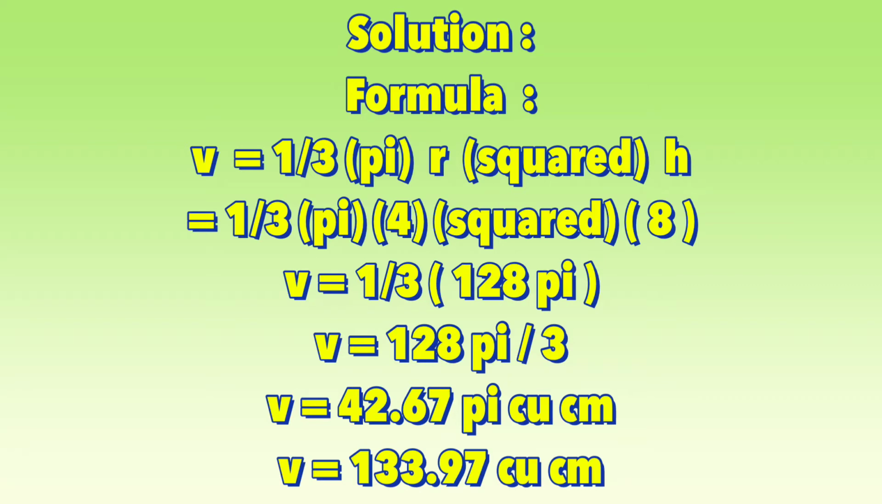cubic centimeters. Or we have to multiply it by 3.14, which is the value of pi, and the result is 133.97 cubic centimeters.